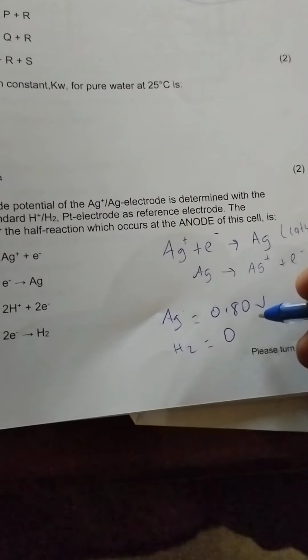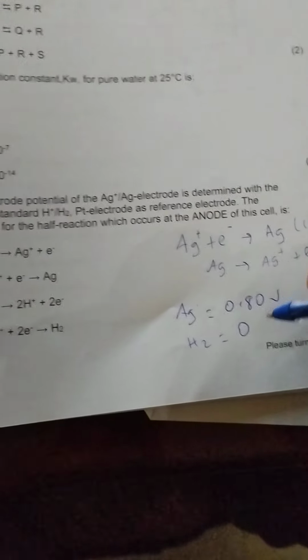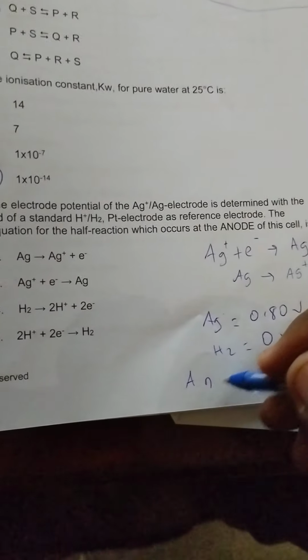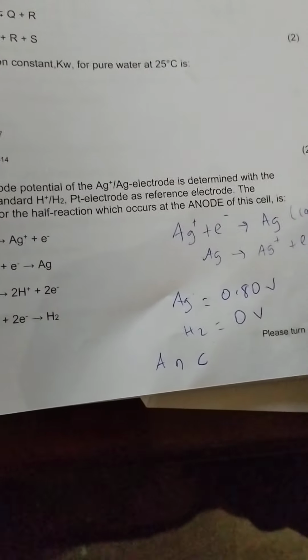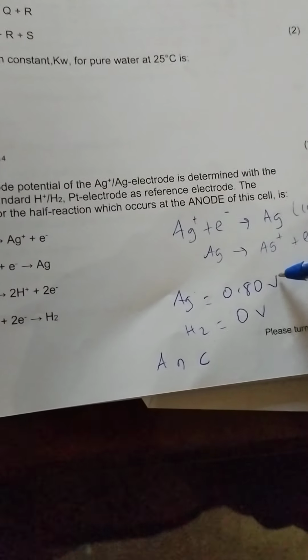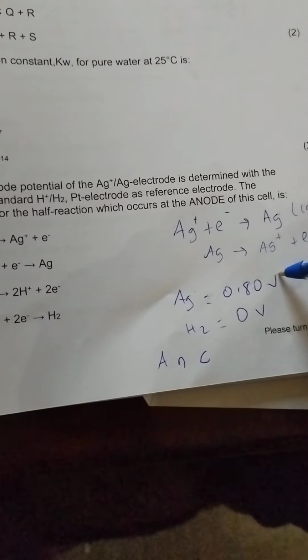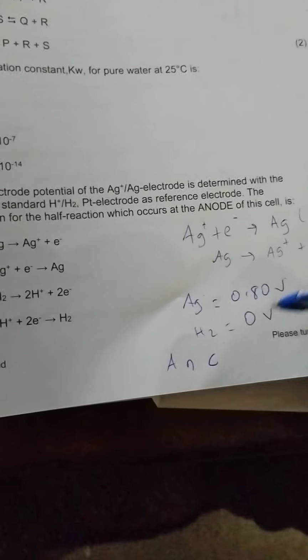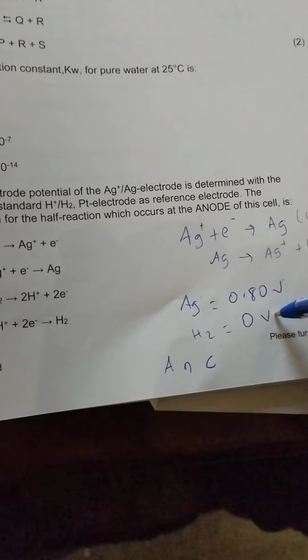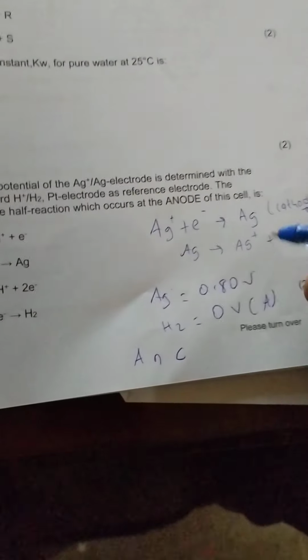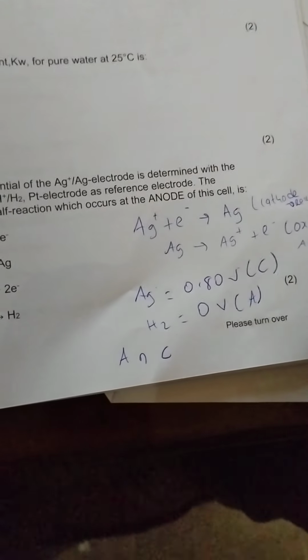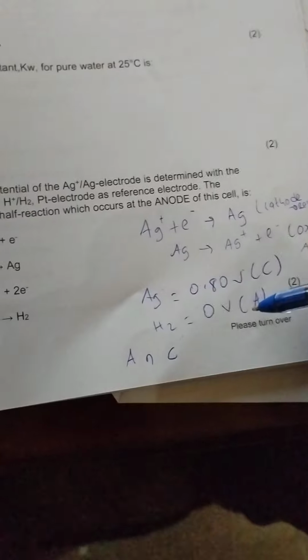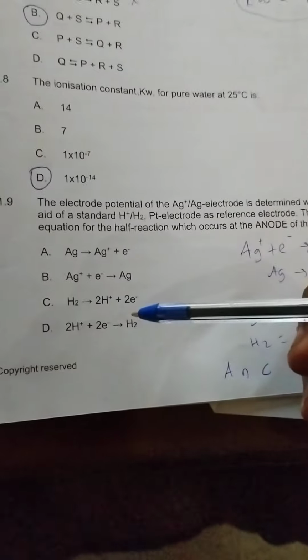So remember, when you're dealing with a galvanic cell, you use what some people call the ANC method. The one which has the highest E value is the cathode, the one that has the lowest E value is the anode. So here you can see the lowest E value is on hydrogen, which means hydrogen will be our anode. Highest E value will be cathode. So we know, remember, in the anode we undergo oxidation, meaning our lovely hydrogen gas will be undergoing oxidation, yeah? Because it has a lower E value.